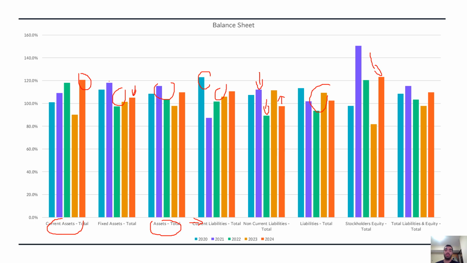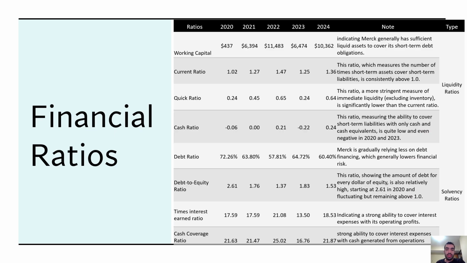At the end is total liabilities and equities of the balance sheet. It mirrors total assets, confirming that the balance sheet aligns with the accounting equation. So this is all about the snapshot of the financial position of Merck. Let's dive into financial ratios. If you see, the working capital has a positive trend, growing significantly from 2020 until 2024.